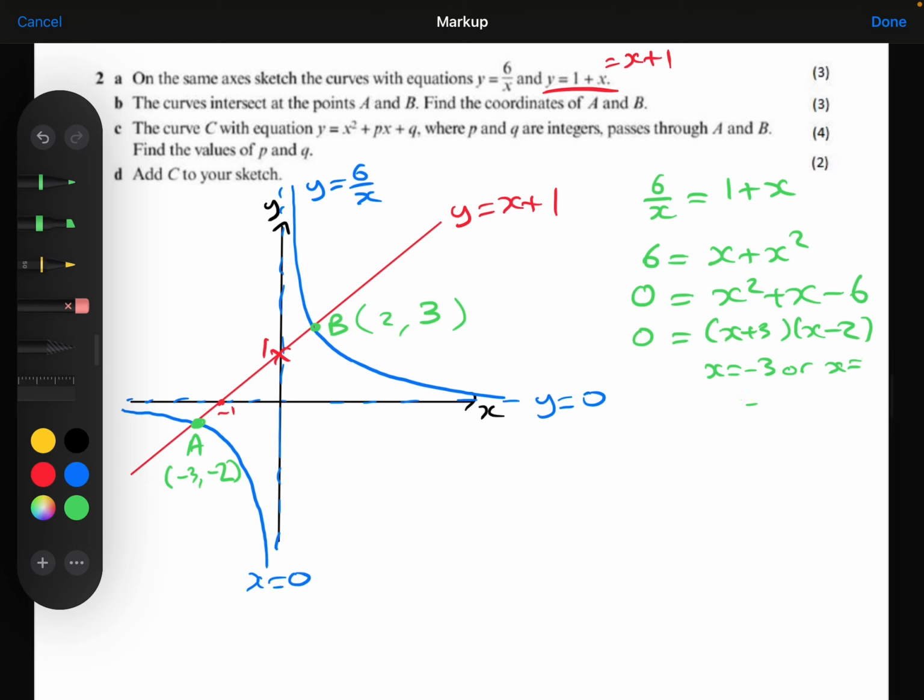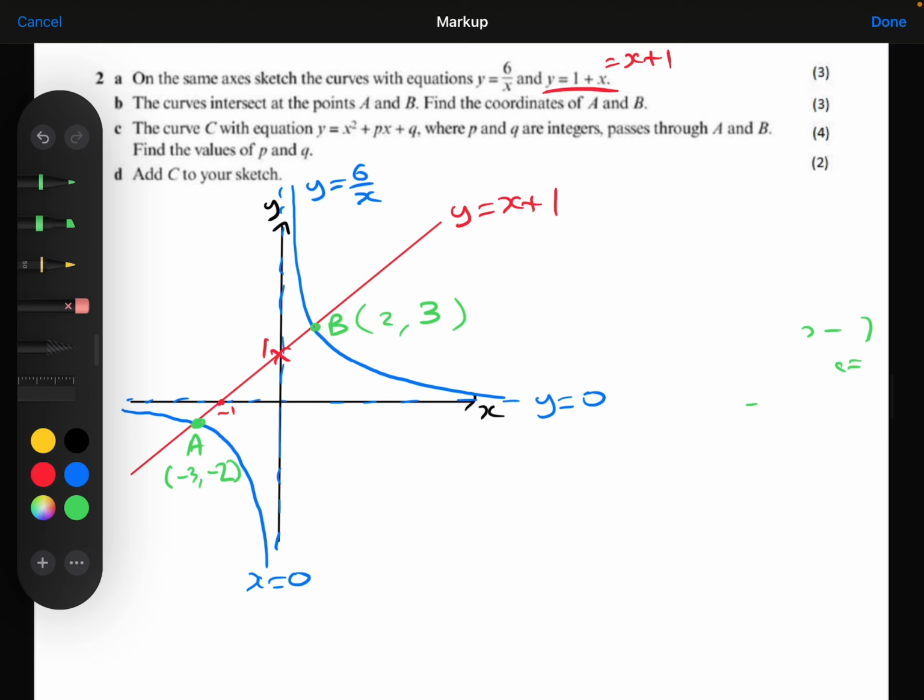So that's part B. We're then told point C, the curve with the equation y equals x squared plus px plus q, where p and q are integers, passes through the point A and B. Find the values of p and q. So if we've got our curve, x squared plus px plus q, and we're told that passes through point A, so we know that's going through the coordinate minus 3, minus 2.